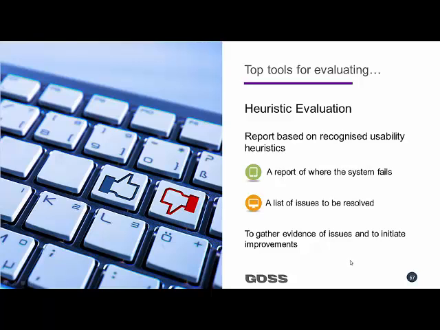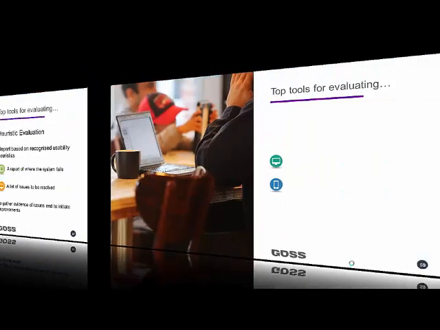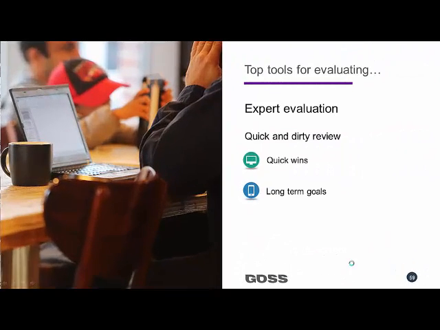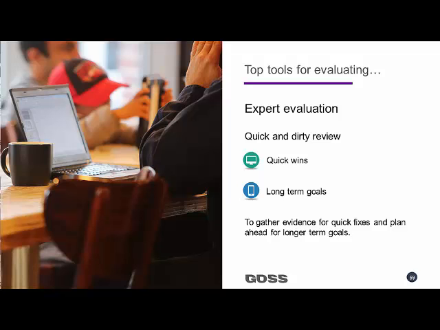If you don't want to go for a long-winded and detailed evaluation like a heuristic evaluation, you can always go for an expert evaluation. This would be a quick and dirty review which would expose quick wins and long-term goals. It'll also help you to gather evidence for quick fixes and things that you need to plan ahead for.